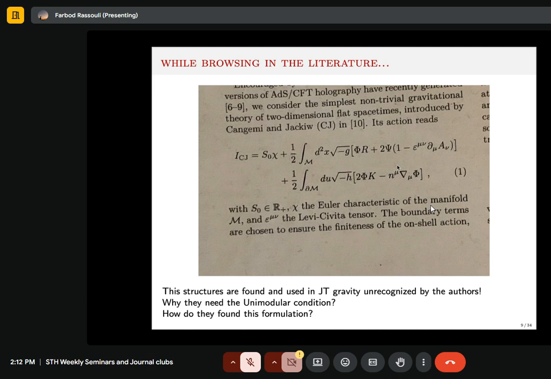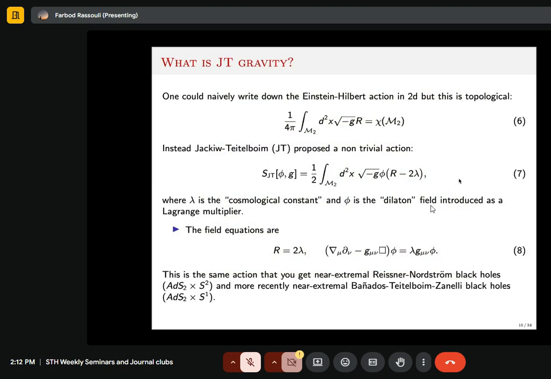There are many questions here. How does it arise? Why do they need the unimodular condition, if they need it? We're going to address some of these questions. First, I will give a very simple introduction to JT gravity. Please stop me when you want.